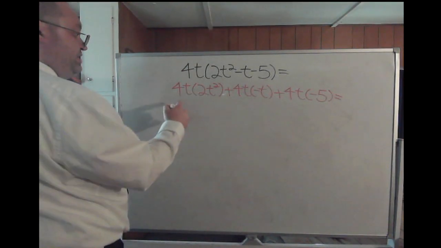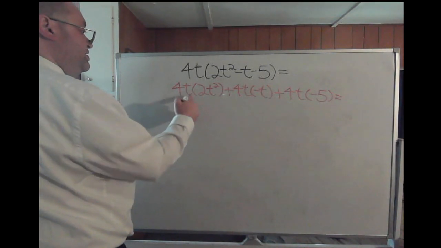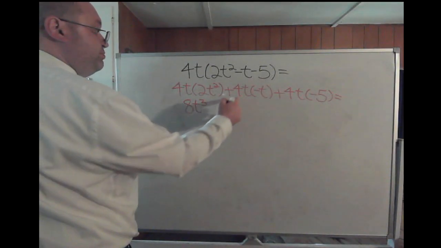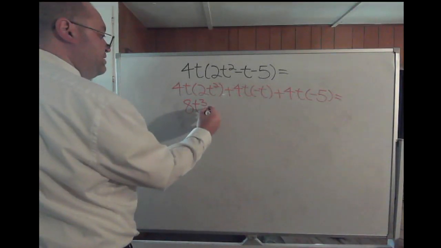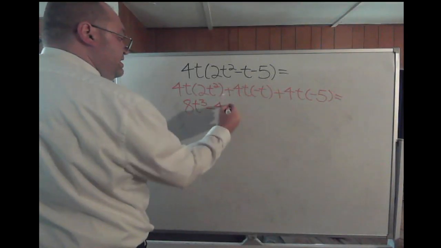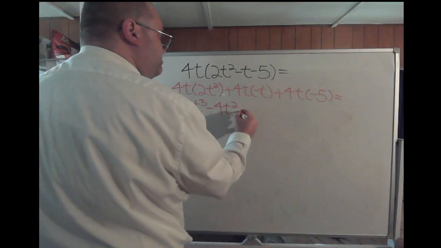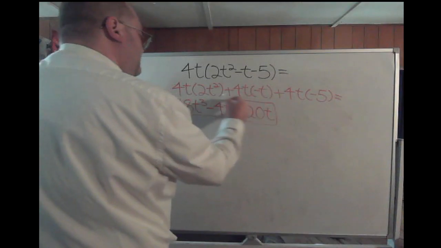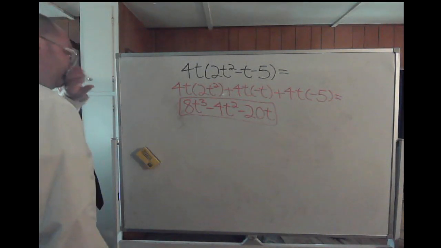Well, do your multiplication. You have 4 times 2 for the coefficients. That'll give you 8 for the coefficient. Then you have t times t squared, which will give you t cubed. Now you have plus 4t times negative t. You have 4 times negative 1 for your coefficient, so that'll make the coefficient negative 4. Then you have t times t. That'd be t squared. Then you have plus 4t times negative 5, which would be negative 20t. So the answer you should get for this should be 8t cubed minus 4t squared minus 20t.